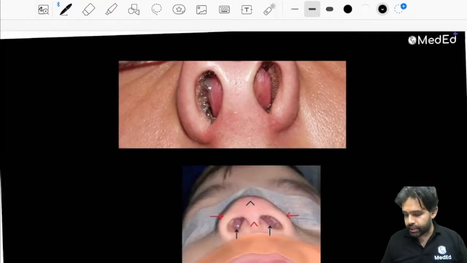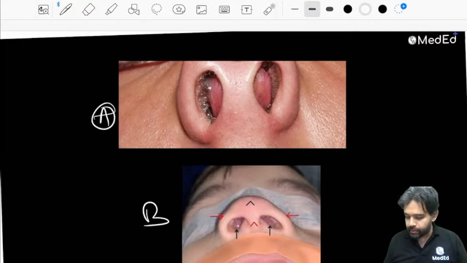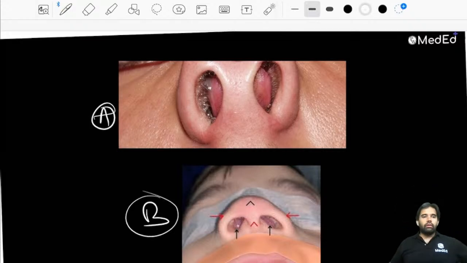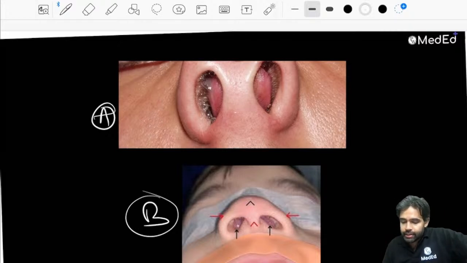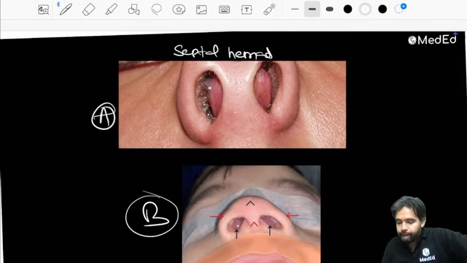Another commonly asked question, guys. What is the difference between A and B? Can you tell me? This is also asked a lot. I picked only the commonly asked ones, especially the ones that are similar and look confusing. A is a septal hematoma, and these are inferior turbinates. This one is inferior turbinate.